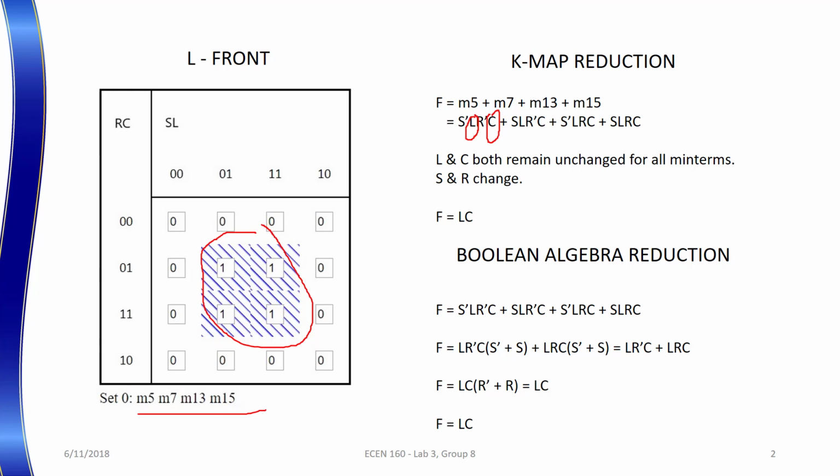Next, for our Boolean minimization, we can see for each pair, the first pair and the second pair of terms, that we can take out the S and the S naught from each of those pairs of terms using the distributive theorem. And since S naught plus S is 1, that just leaves us with L naught RC and LRC. We can repeat the same process for those two terms, taking out our R naught and R, and that leaves us with LC, verifying our result.